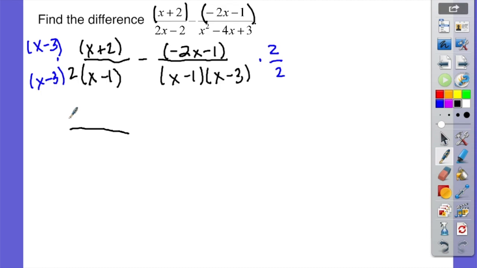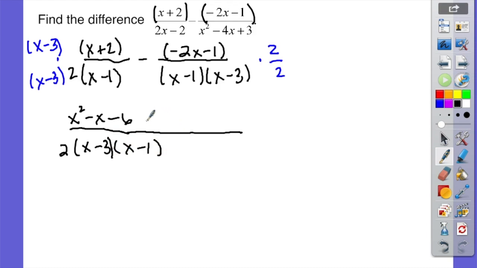So since you guys are great at multiplying, this becomes what? X squared minus x minus 6. Good. And I'm just going to leave the denominator fully factored for now, just in case. Okay, that's the whole denominator. Minus, now notice, there's a minus sign there, so I'm going to put brackets here. So distribute that too. This becomes negative 4x minus 2 in the same denominator.